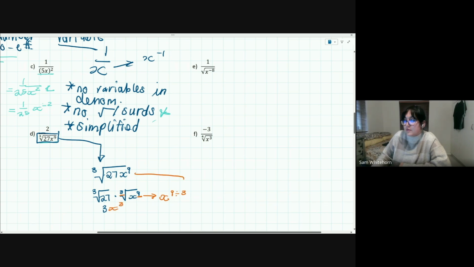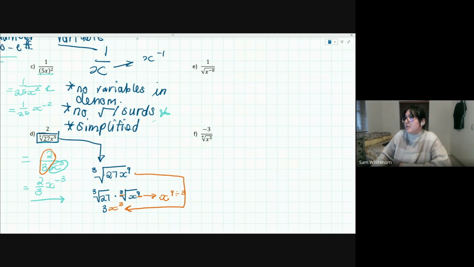So the cube root of 27x to the power 9 is 3x cubed. Now we can go back and simplify further. So this fraction becomes 2 over 3x cubed because we've simplified our denominator. And remember, we don't want that variable in the denominator. So we write it as 2 over 3, because that's my coefficient over there, and we want to take the x out of the denominator and put it into the numerator. So that exponent has to become negative. And now it's in the format that I want it to be in.